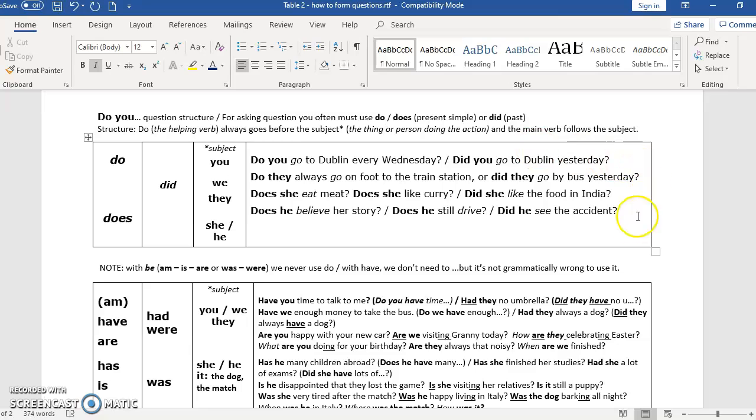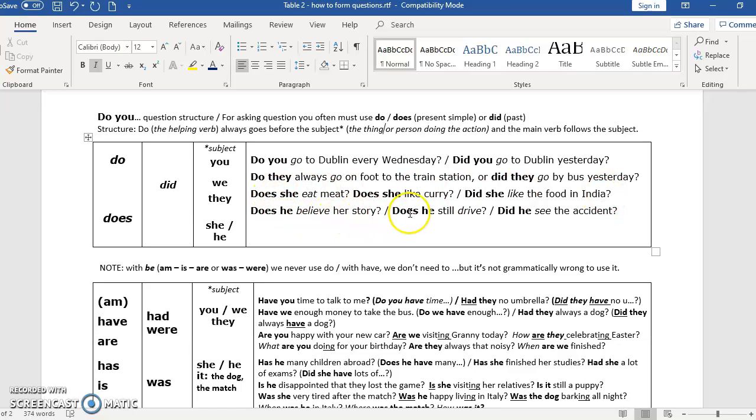And here a few sample questions. Do you go to Dublin every Wednesday? Did you go to Dublin yesterday? Do they always go on foot to the train station? Or did they go by bus yesterday? Does she eat meat? Does she like curry? Did she like the food in India?